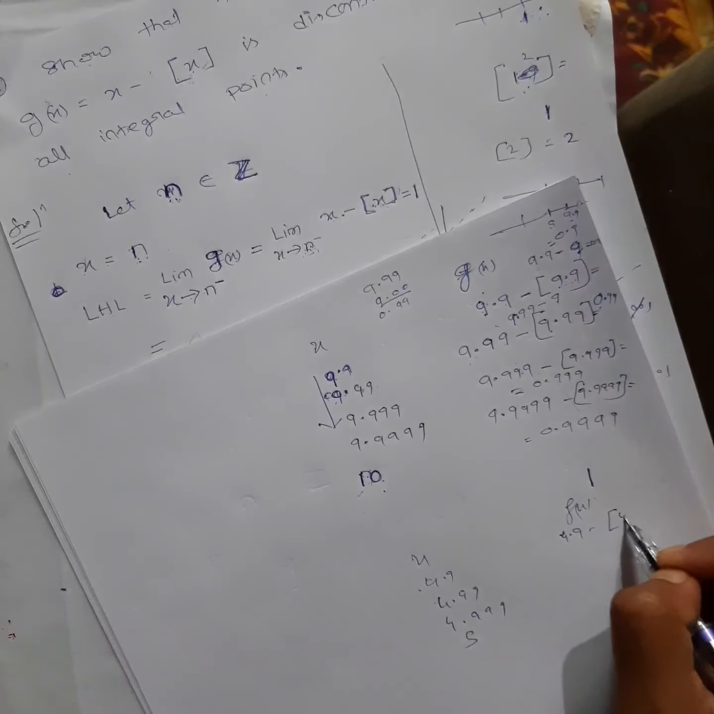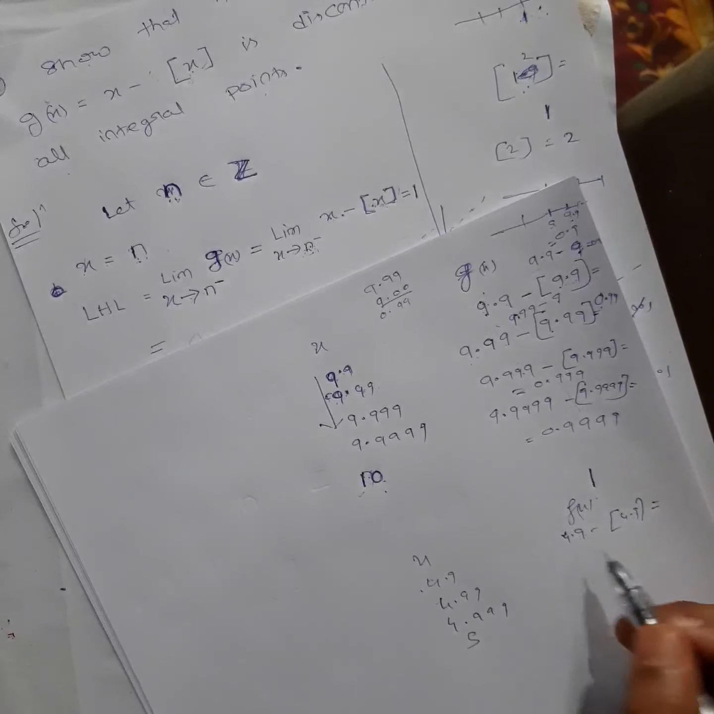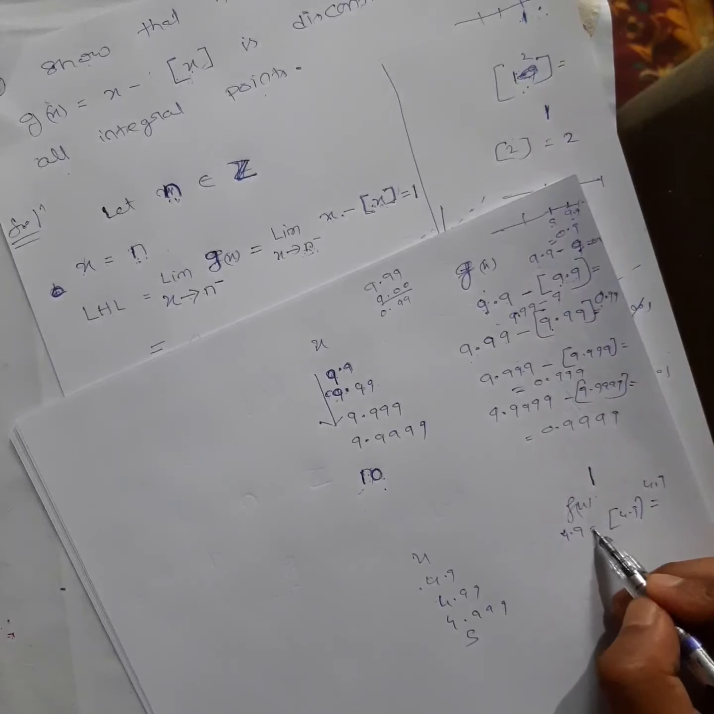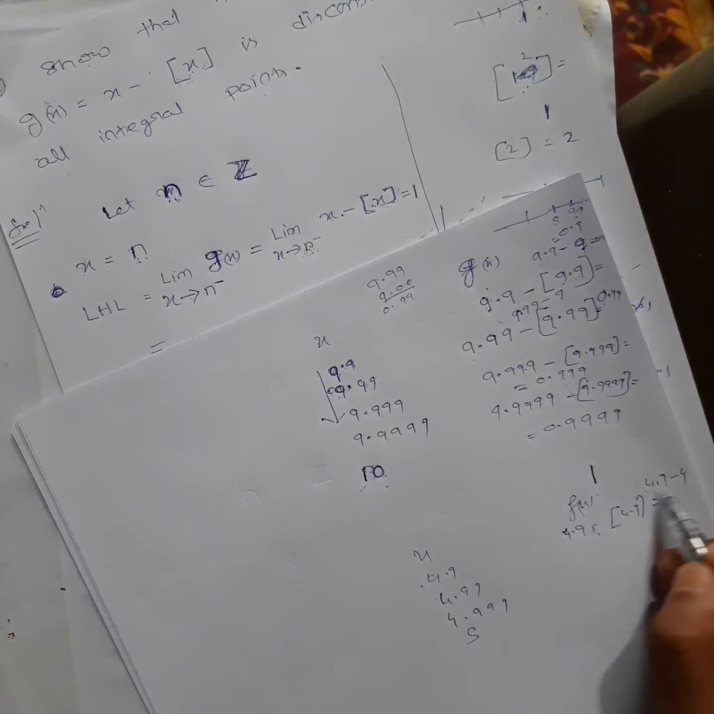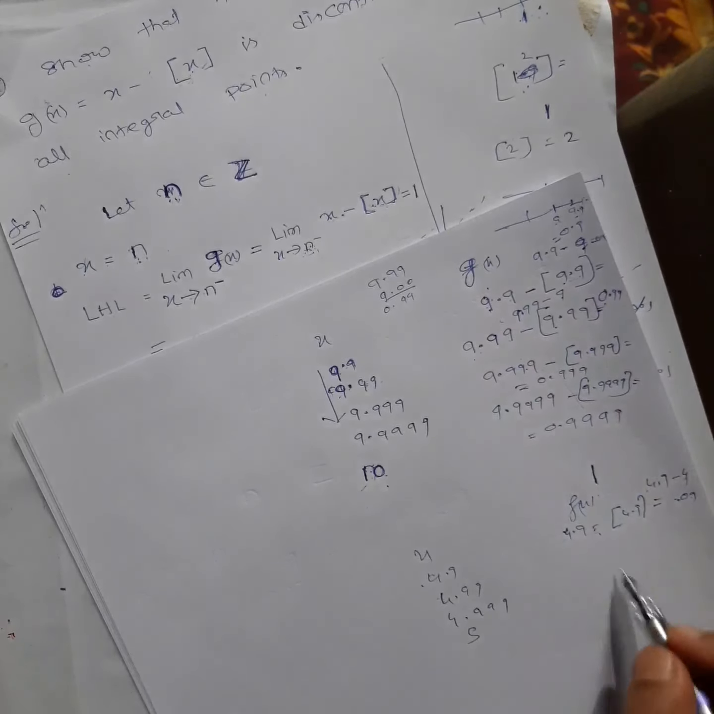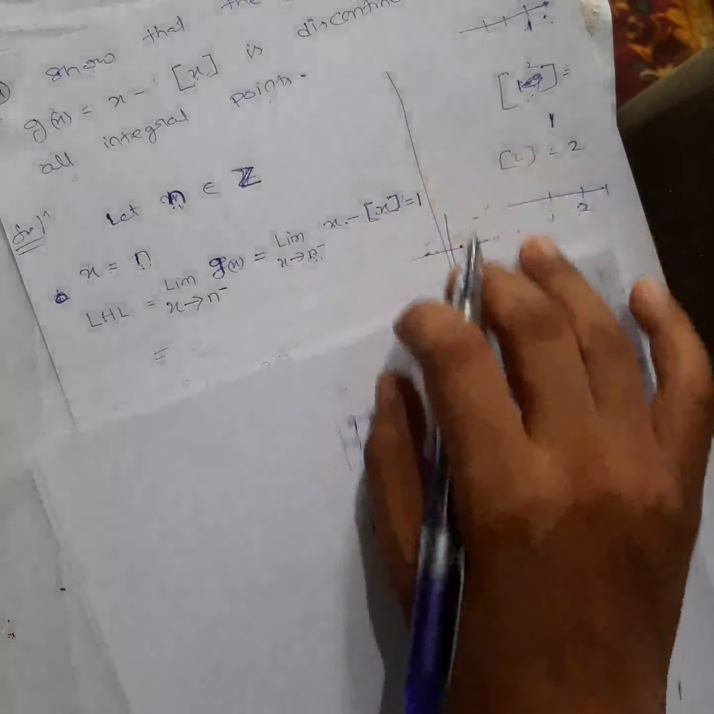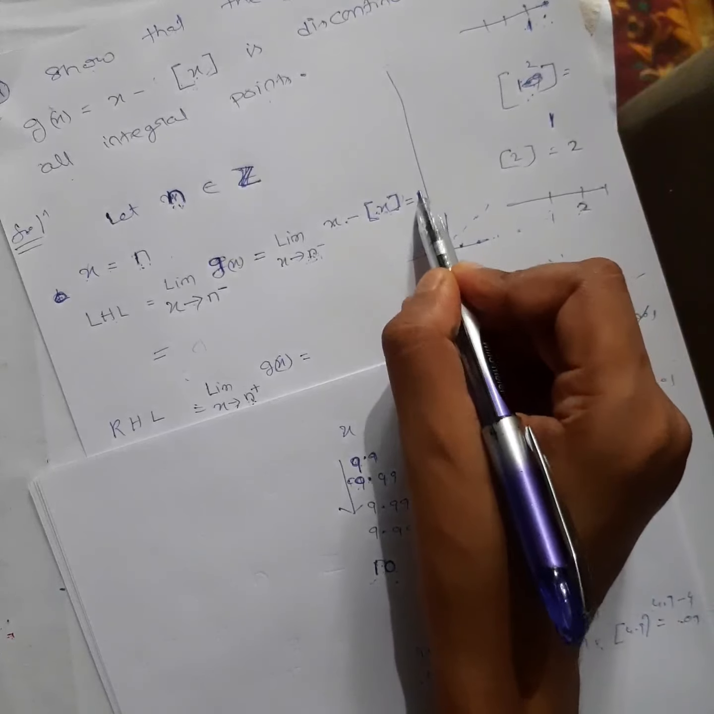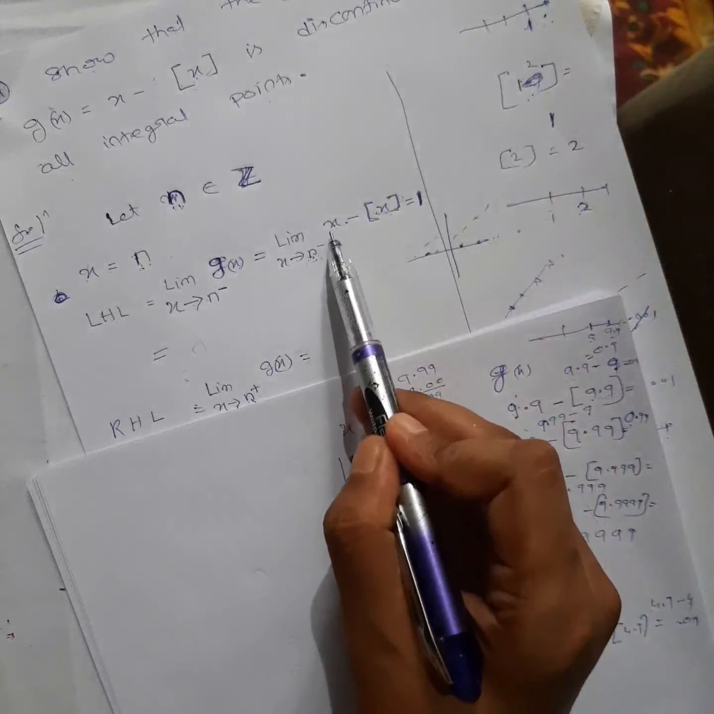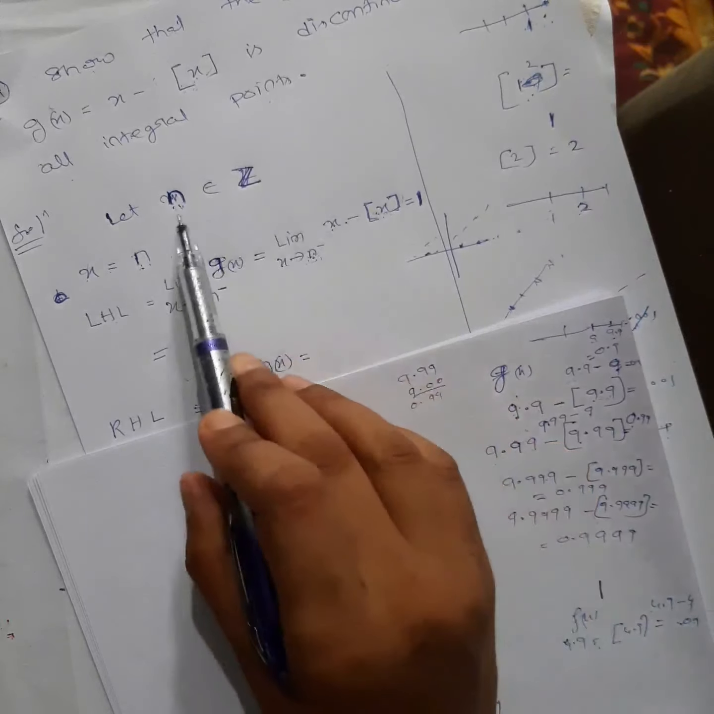4.9 minus 4, how much will it give? It will be 0.9. Can you see? Next will be again 0.99. So it is always approaching towards 1. So what will be the answer for this? 1. So see, if you simply put n here, n means what?